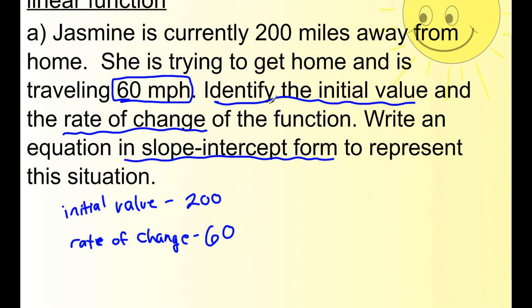All right. So we found the initial value. We've found the rate of change. The initial value is 200. The rate of change, so this is miles. And this rate of change, her miles is changing by 60 miles per hour. Okay, the second thing it would like us to do is to write an equation in slope-intercept form to represent the situation. Okay, now this can be pretty easy. We're going to take this initial value and this rate of change. So, slope-intercept form, y equals mx plus b.